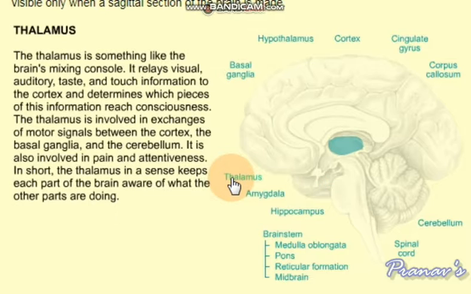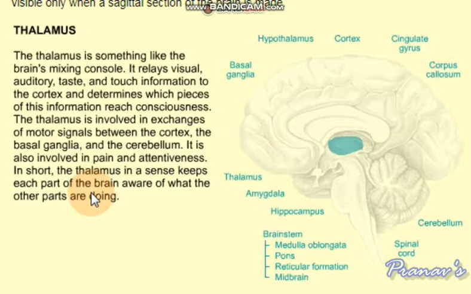Observe the location of thalamus in the brain. The thalamus is something like the brain's mixing console. It relays visual, auditory, taste, and touch information to the cortex and determines which pieces of this information reach consciousness. The thalamus is involved in exchanges of motor signals between the cortex, the basal ganglia, and the cerebellum. It is also involved in pain and attentiveness.